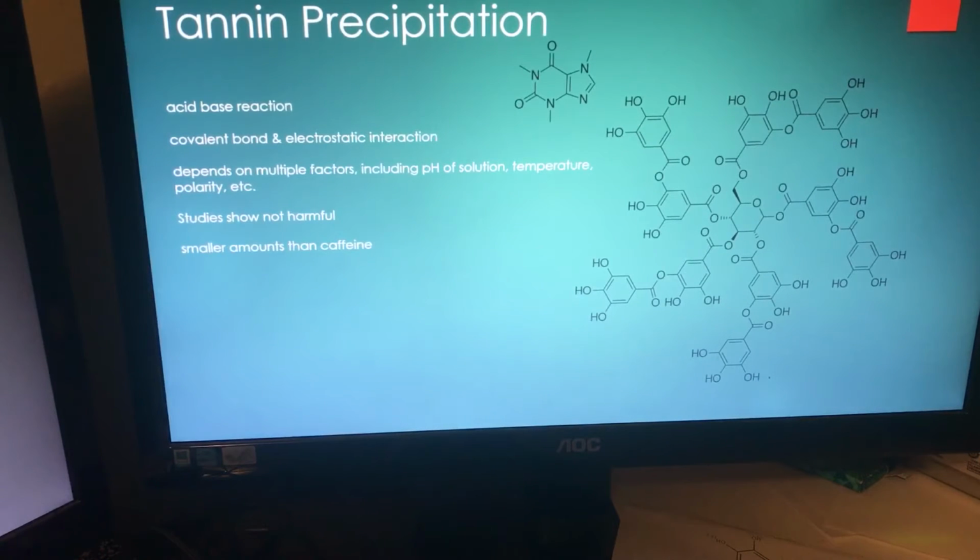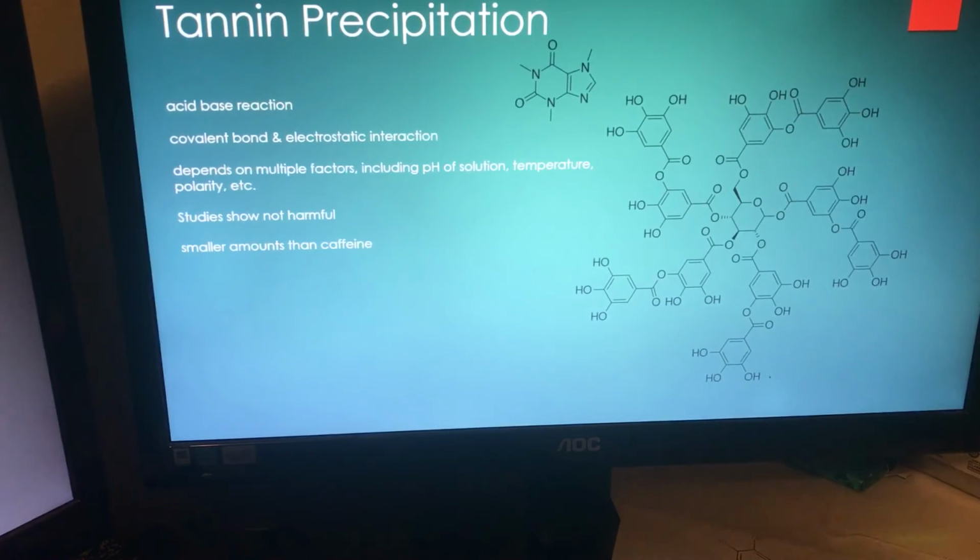And a lot of people have been concerned about what that precipitation results in. Some people have been concerned about cancer causing products of that reaction, but the Cancer Council of Australia and multiple other organizations have done studies showing that caffeine is actually not cancerous or carcinogenic at all.